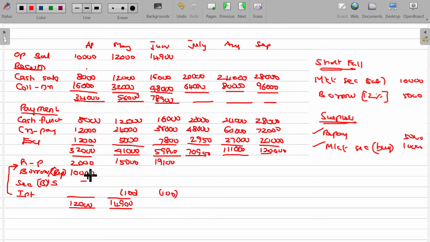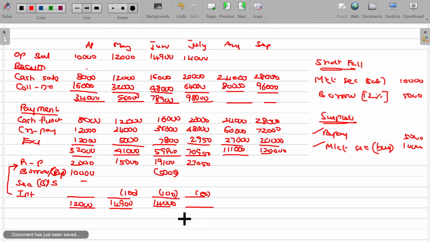1 lot can be repaid. So out of 10,000, 5,000 is repaid. Now after that, the balance being 14,000. Next period, 14,000. With that period's receipts and payments, it becomes 98,000 minus 7,950. You have 27,050. You have to pay the interest here. After payment of interest, you have 27,000 rupees.